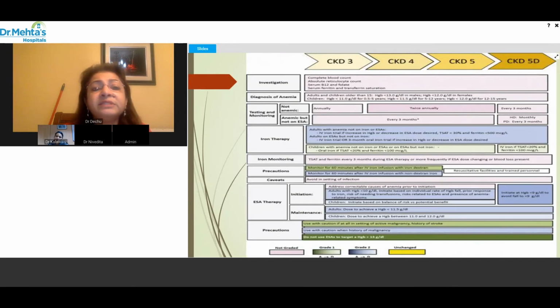Sorry, this is a very busy slide, but I just wanted to throw this in. This is a reference for you for the KDIGO guidelines on the management of anemia in different stages of CKD, and this can be easily obtained as the KDIGO for pediatric.